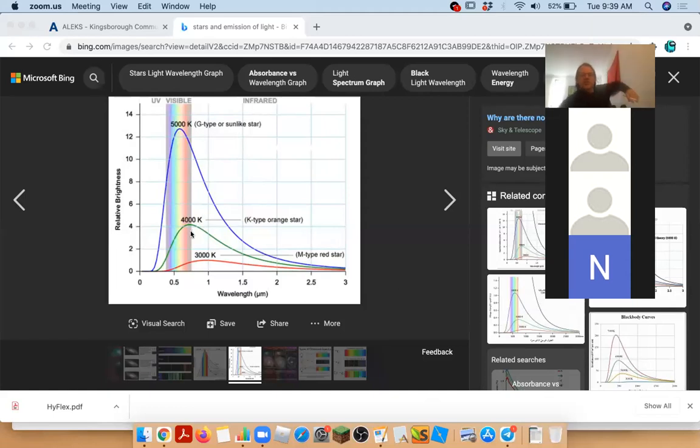If you look at this, these are different stars, okay? And so here at the top here is 5,000 Kelvin. This is called a G-type or a sun-like star. So that's a star like ours. And take a look at this distribution of colors. So these are all different colors. We'll talk about wavelength in a little bit. But these are the different colors of light.